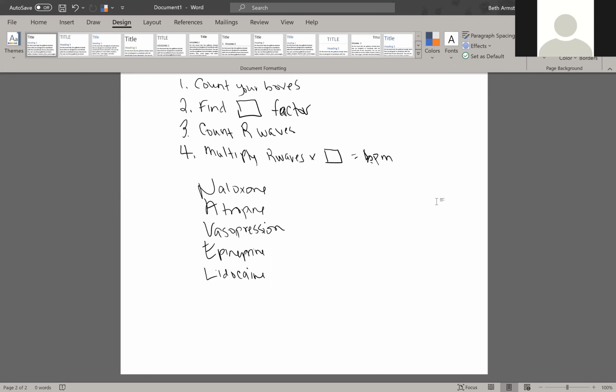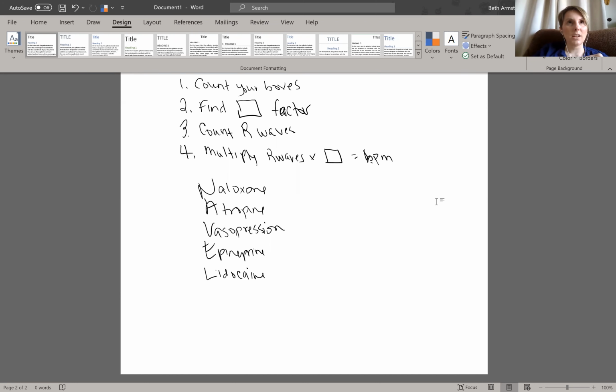Yeah, whatever you need to give, right? You don't have to use all of them, but if you need to use all of them, you can. Interesting. So these can go down the endotracheal tube if you need to.